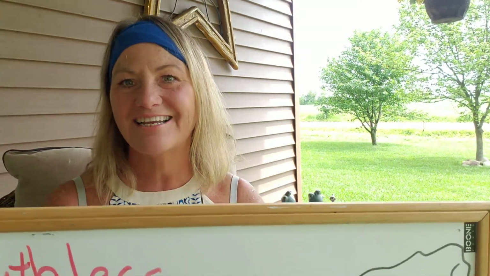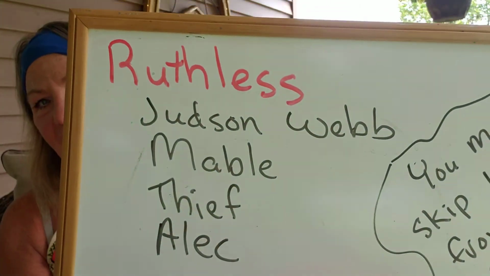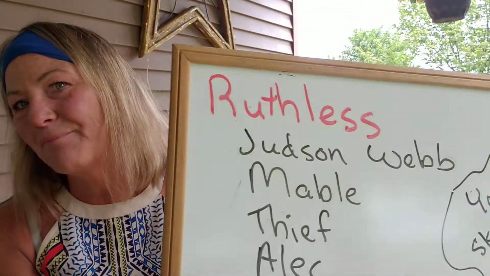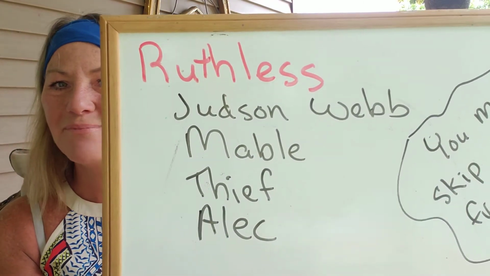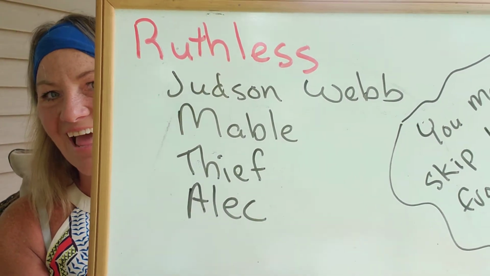So let me grab this, and I'll have to cover up my head. But with your pencil and paper, go ahead and jot down these names and the story they're from. So you have Ruthless, and in here you have Judson Webb, Mabel, the thief, and Alec.